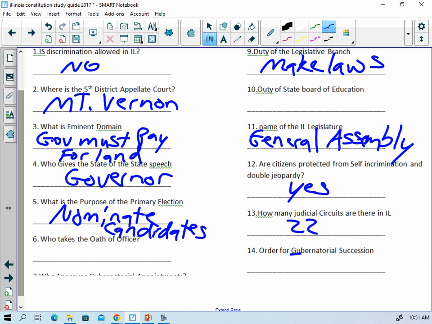There are 22 judicial circuits. We're in the 22nd, the word yellow. 2nd judicial circuit.